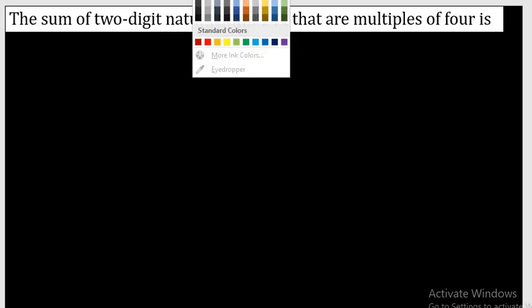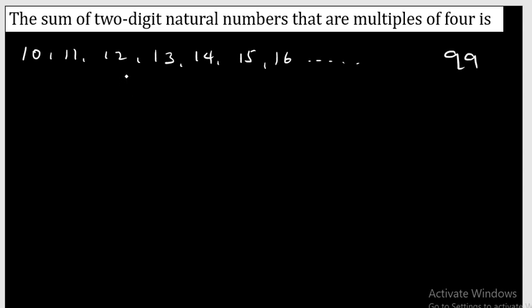The next question is asking us the sum of 2-digit natural numbers that are multiples of 4. What are 2-digit numbers? They start from 10, then 11, then 12, then 13, 14, 15, 16. It goes until what? Until 99. These are the whole 2-digit numbers. But it doesn't say only 2-digit numbers. It says 2-digit natural numbers that are multiples of 4.